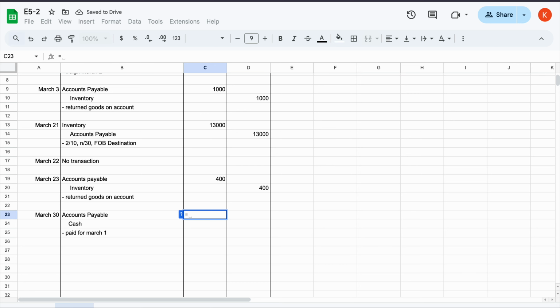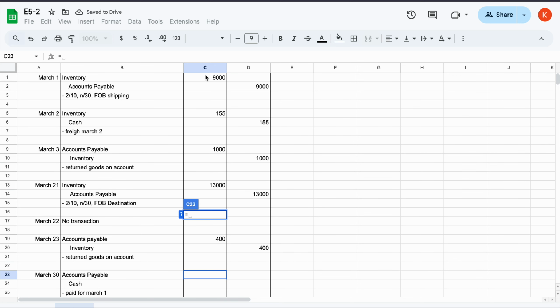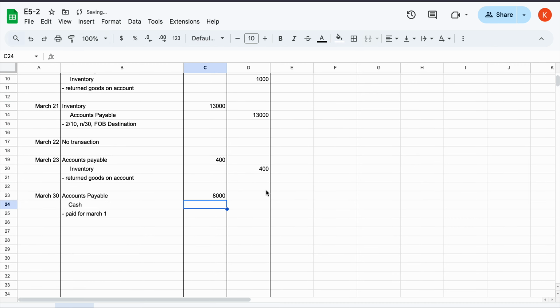You might think that we're just going to do the 9,000, but obviously that's not the case because we did have a return. So there we go, 8,000 is our total amount. Just put that equal in cash.